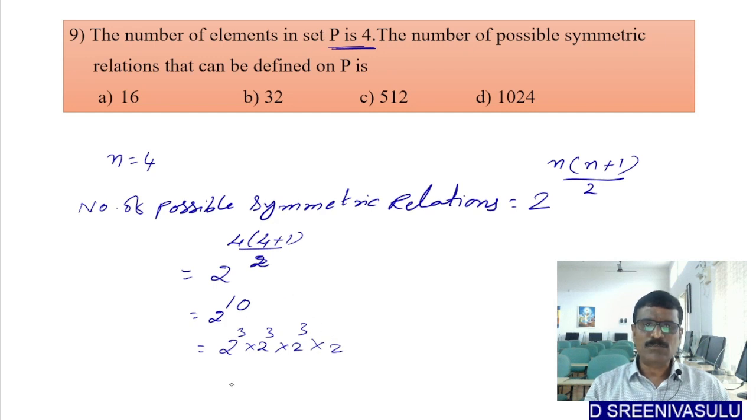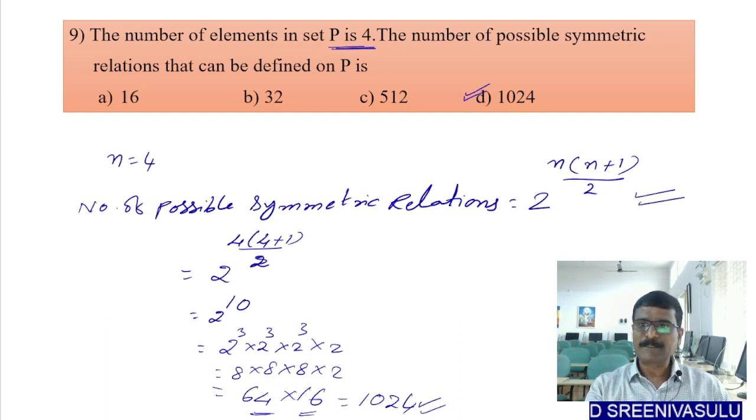Otherwise, directly also multiply. This is 8 into 8 into 8 into 2. 8 into 8 is 64, into 8, and 2 is 16. 64 into 16 is equal to 1024. If you are multiplying 64 into 16, you will get 1024. The correct option is D. Remember this formula, please.